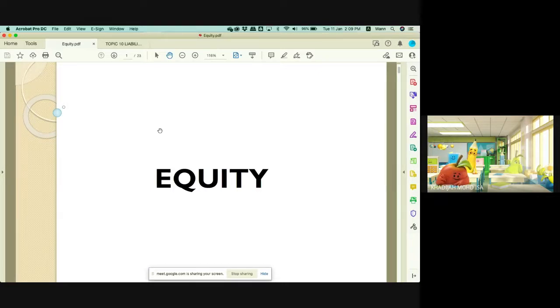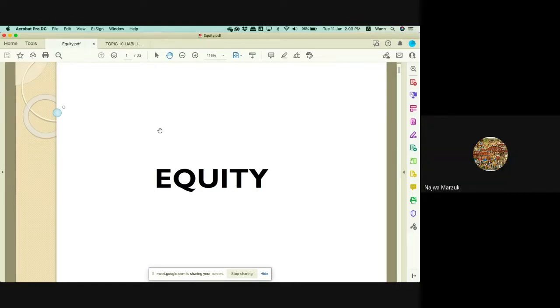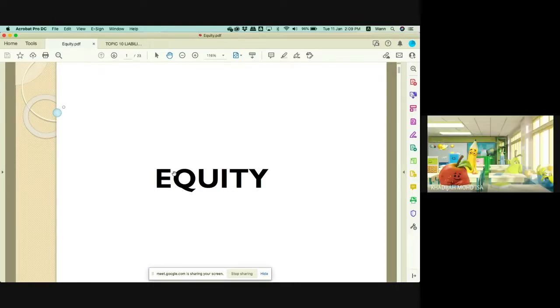Can you see my equity PDF form now? Yes, madam. Yes, madam. So it's only 23 slides. So let's do this equity and finish it so that we can do the tutorial. Okay. All right.